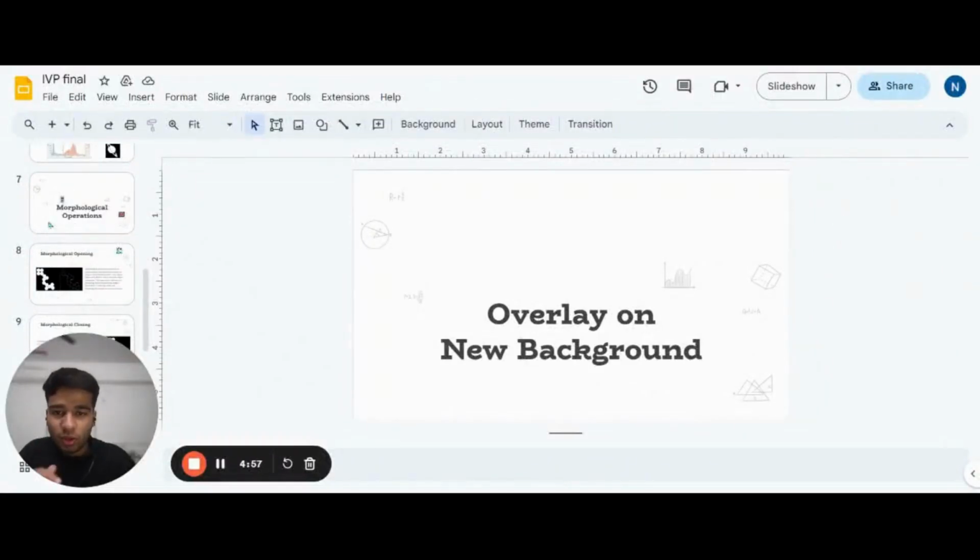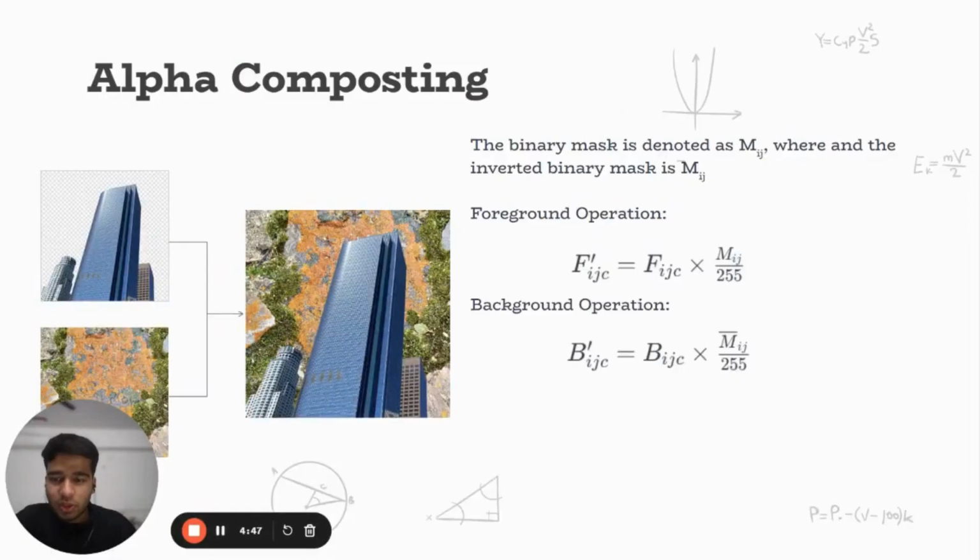Hello, myself Abhijit. I am going to explain how to overlay a new background on an image using image processing. This process is also known as alpha compositing. To overlay a new background on an image, we first load the foreground image and the background image. Then we create a mask: convert the foreground image to grayscale and create a binary mask. After that, we invert the mask. After inverting the mask, we combine the images using bitwise operations to combine the foreground and background image based on the mask, which overlays the foreground on the background.